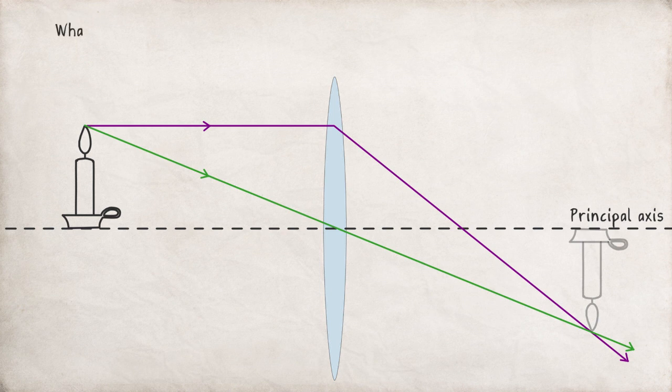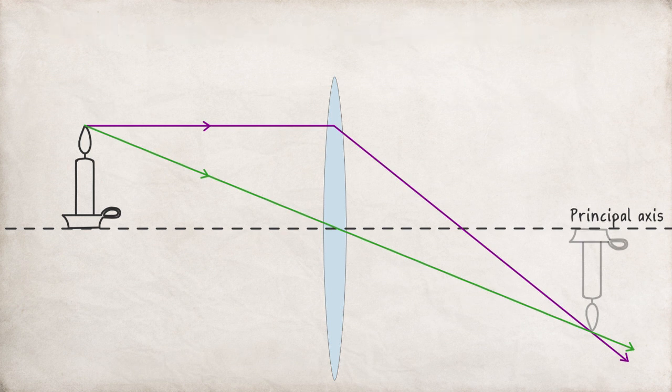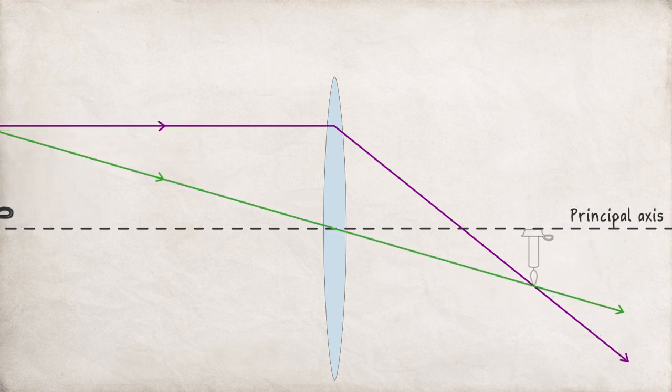If we continue to move the object farther away from the lens, would the real image become larger? Would it become smaller? Or would it stay the same size? The correct answer is that the real image gets smaller and closer to the lens as the candle moves farther behind the lens.